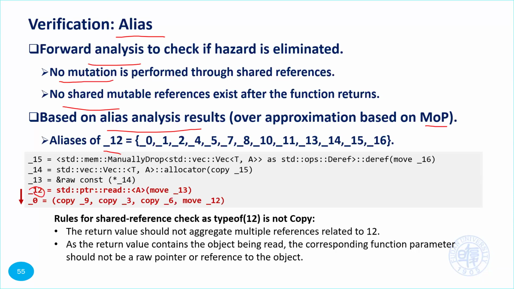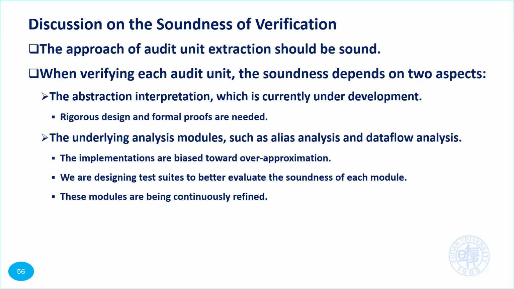And we can find all the aliases of this 12. And then we have some rules because they are not mutated before the function returns through these aliases. So the first condition holds. The second condition holds because first the return value is not aggregated with others as the return value. So we only move 12 to 0. So we only return one instance. And the function parameter is ownership. So it is consumed. So after function return, there is only one reference to the object.